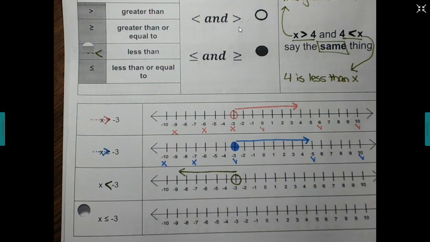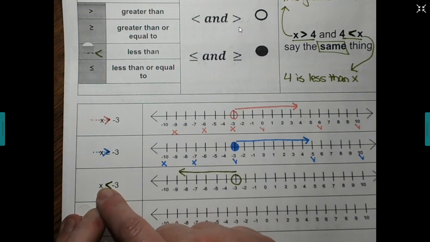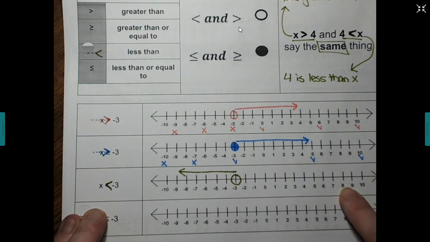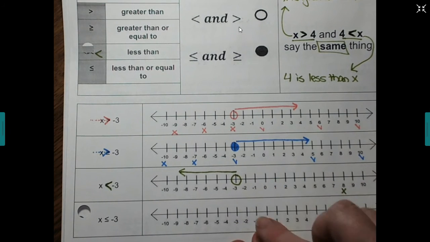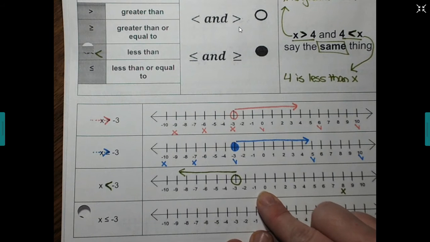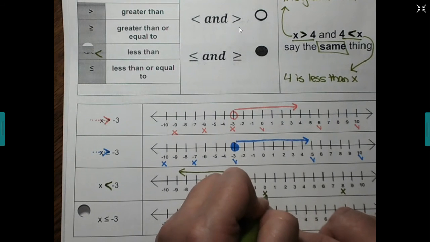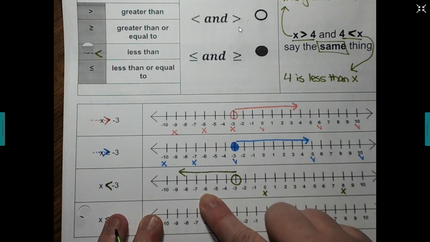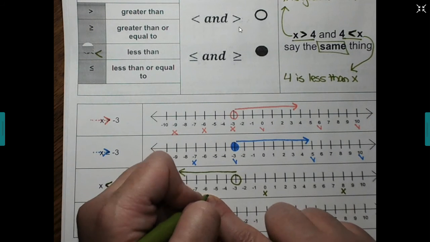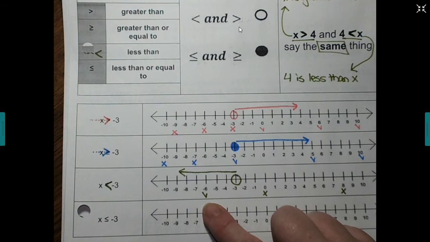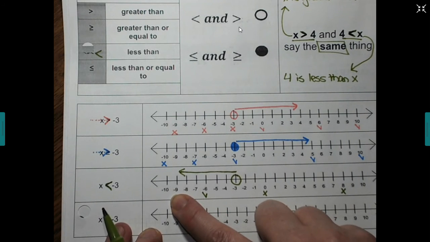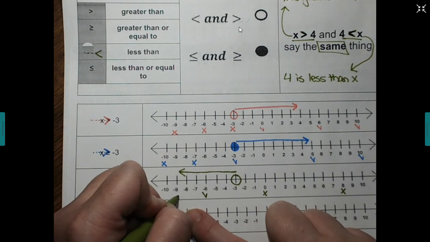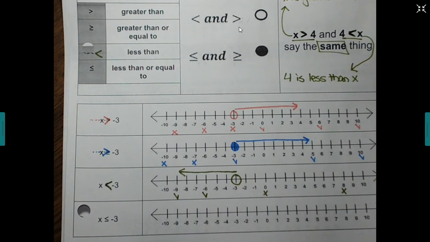So now let's think about this. X is less than -3. Is 8 less than -3? Nope, sure isn't. Is 0 less than negative 3? No, sir. Is negative 6 less than negative 3? You betcha. So that is a possible solution because it makes this true. Is negative 9 less than negative 3? It sure is. So that's a possible solution.